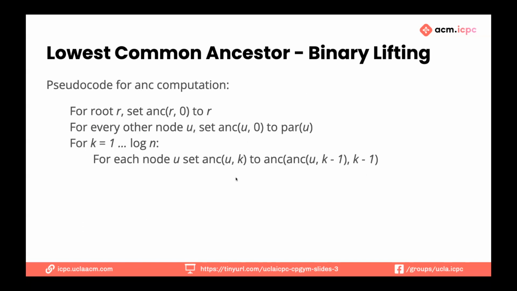And here's the pseudocode for the anc computation. The base case is for the root, the parent of the root is just the root. It makes it easier. And for every other node, anc of u comma 0 is just the parent of u. And then from there, we can do the inductive step.